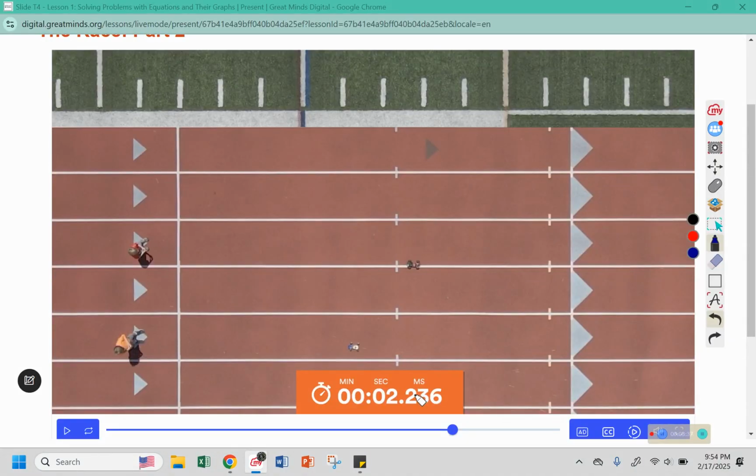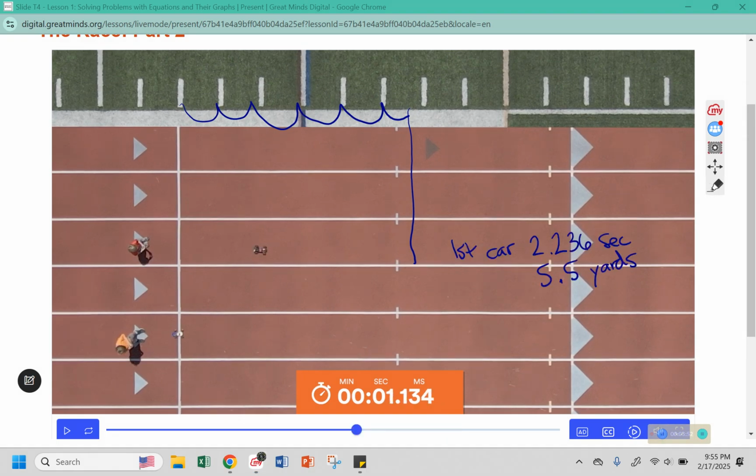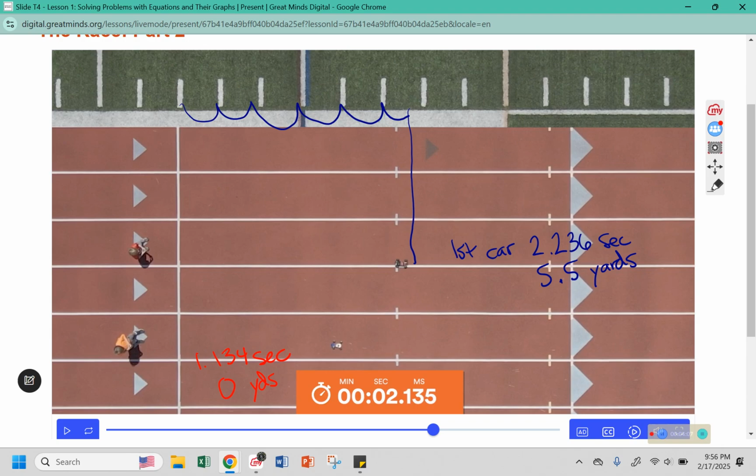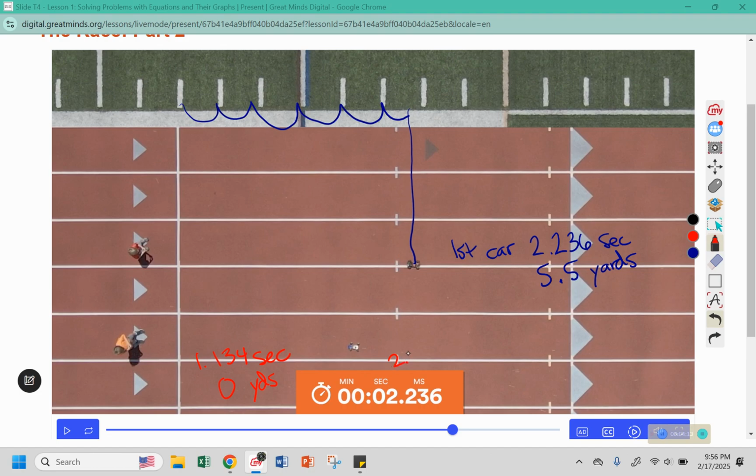We can see that at 2.236 seconds, the first car has gone approximately 5.5 yards. And this second car, at 1.134 seconds, has gone 0 yards, but by 2.236 seconds, it's gone approximately 4 yards.